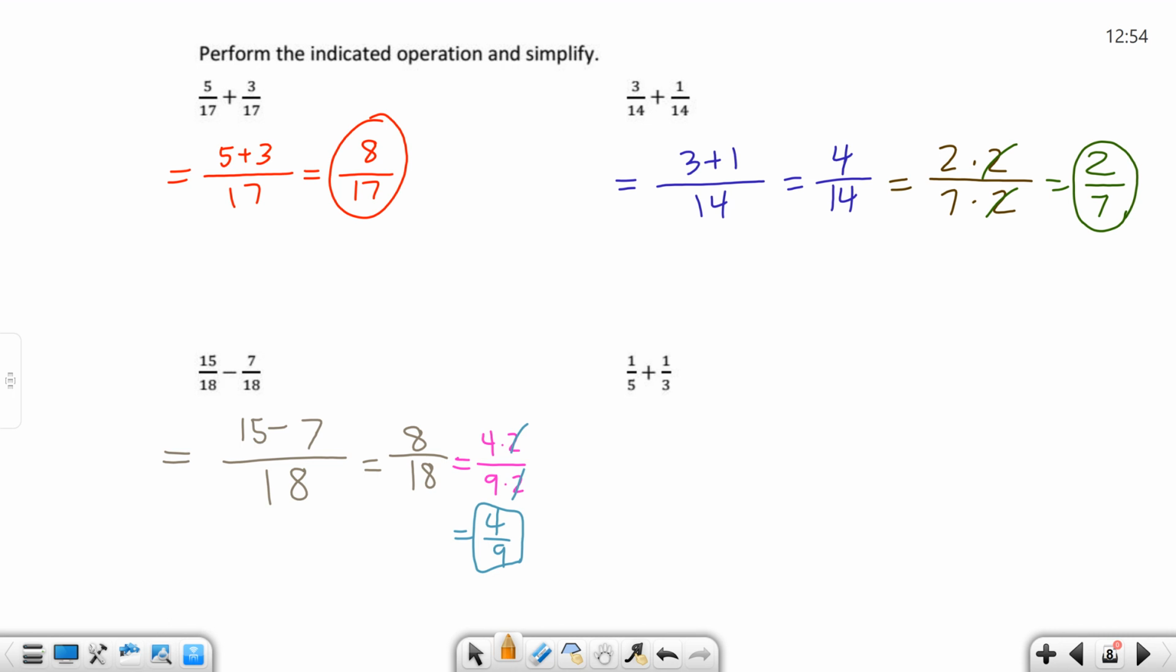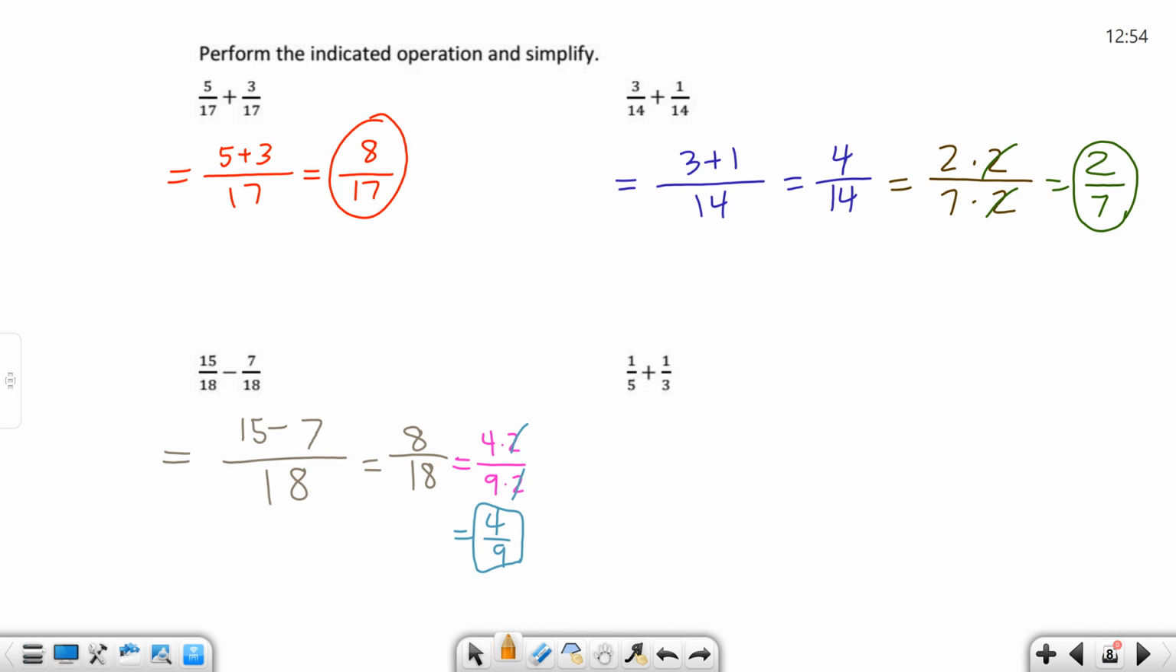So look at the next one. 1/5 plus 1/3. Now wait a minute. 1/5 plus 1/3. Are those identical denominators? Nope. They're not. So again, if you need help with what I'm about to do here with the least common denominator, the LCD, I want you to go watch that video on the LCDs that I have. Okay? It will help you understand what I'm doing here and how to find them.